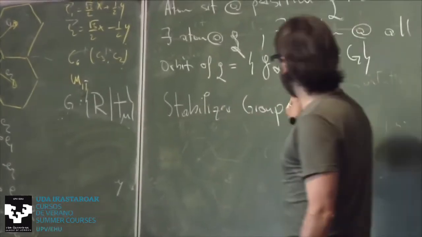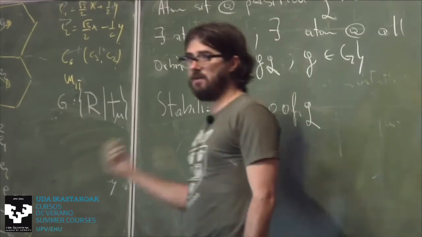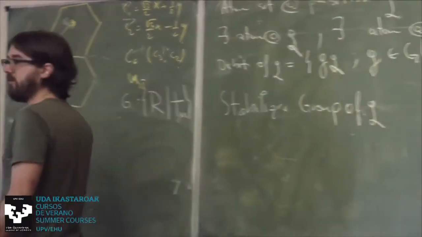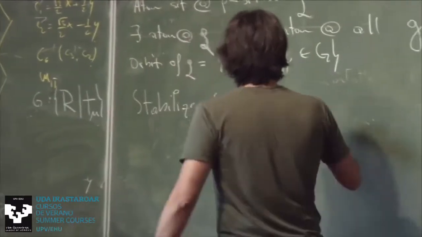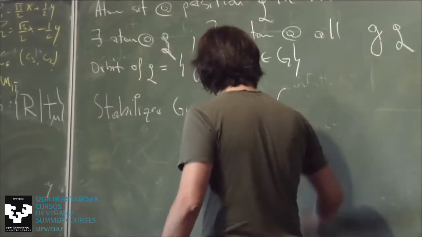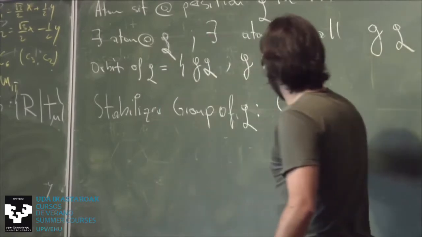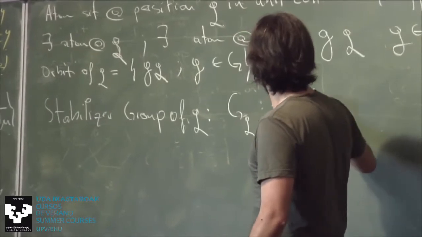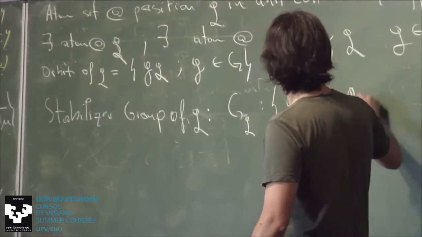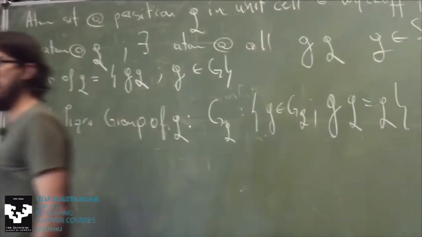Which, of course, is the group stabilizing the position Q. So if I have an atom at Q, I can find a group that leaves that point invariant. So the stabilizer group of Q, which is called G_Q, is made out of all elements g such that it leaves the site Q, or the position Q on the lattice, invariant.